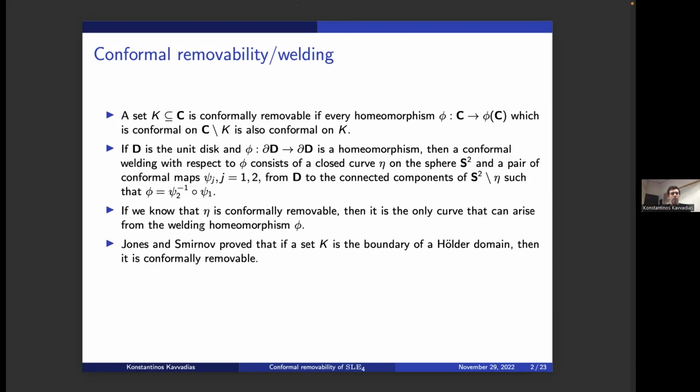In a paper announced approximately 20 years ago, Jones and Smirnov proved that if a set K is the boundary of a simply connected Hölder domain, then it is conformally removable. By Hölder domain, I mean that if we take any conformal transformation mapping the unit disk onto that domain, then it is Hölder continuous.